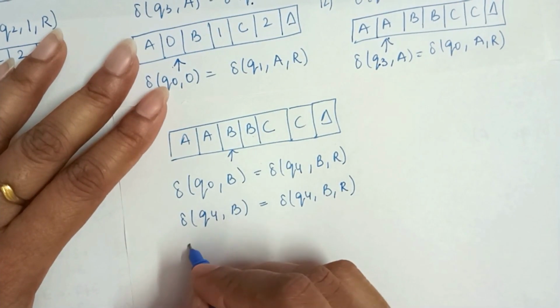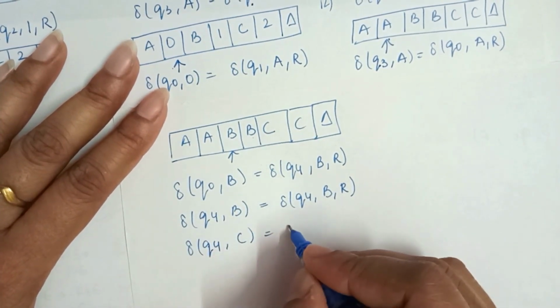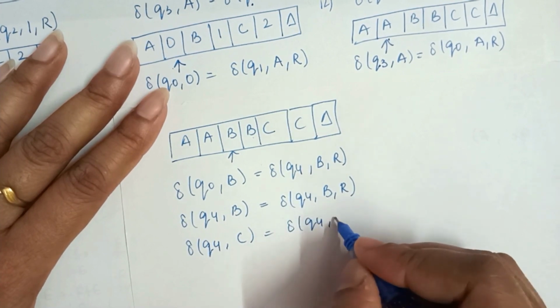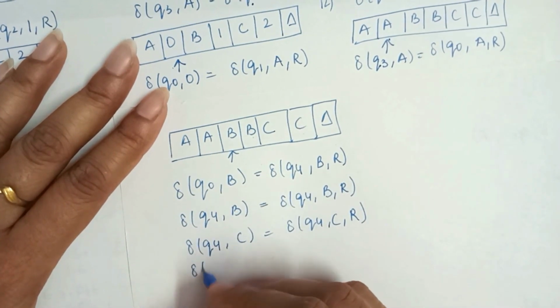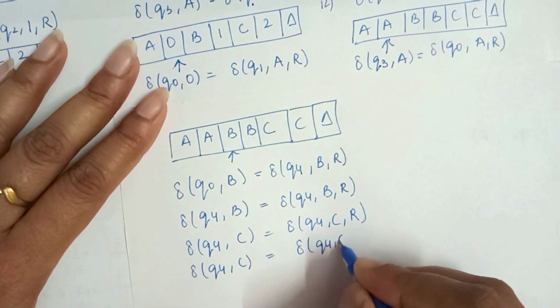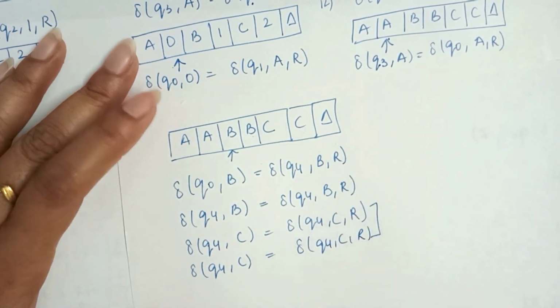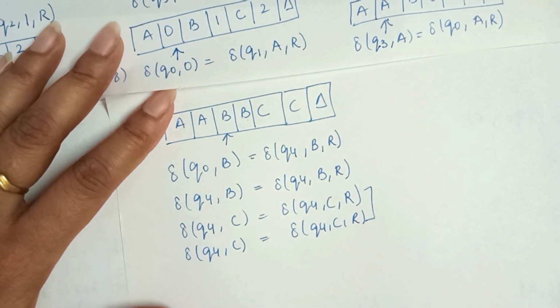After this B, we have to read C. So on Q4, I have to read C. So Q4, C, and R. Again for this C, the state will remain the same. So the transition will become Q4, C, and R. This will be duplicate, so we make it once, or we can write it by 2 also.